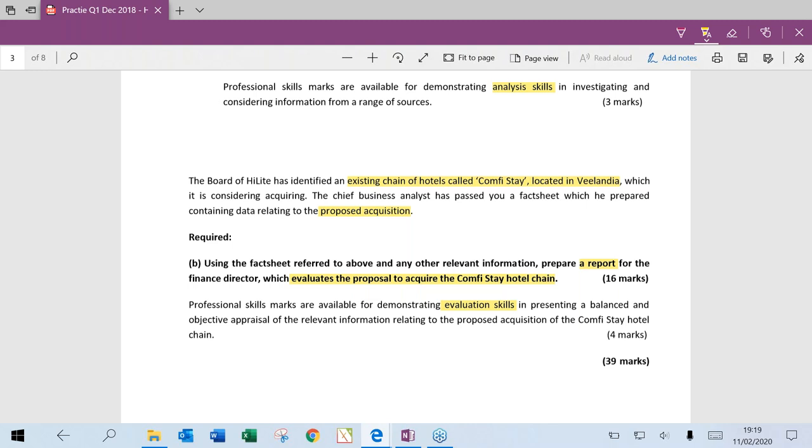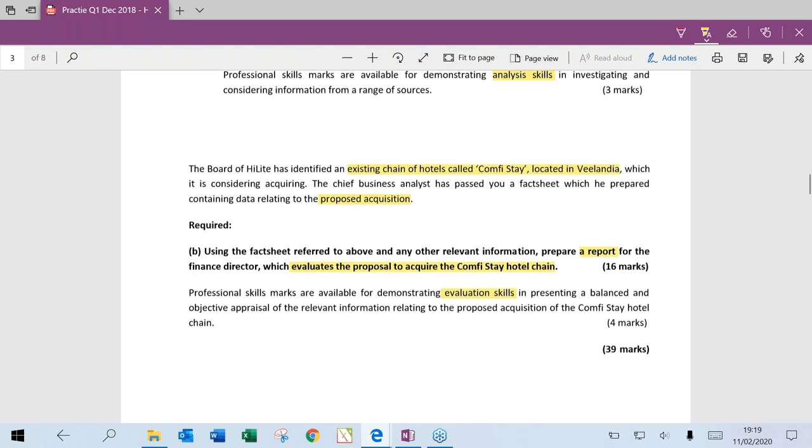More importantly, the issues, the challenges, why we are thinking of expanding internationally. Then we need to look for information about the target country, which is Villandia in this case. And then we need to look for target company information, which is Comfy Stay Hotel. Okay, so let's move on to the exhibits.